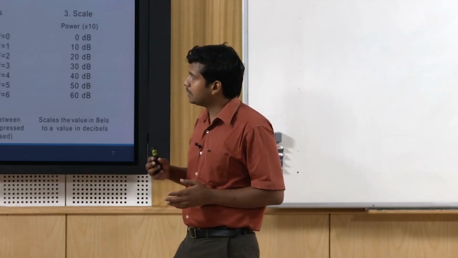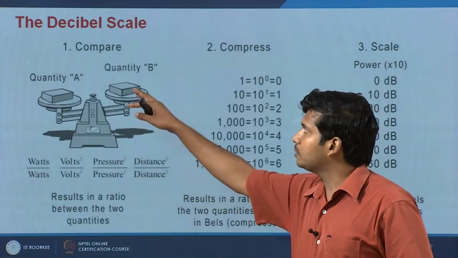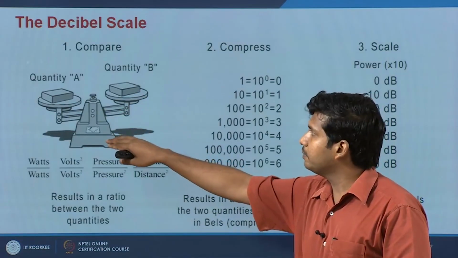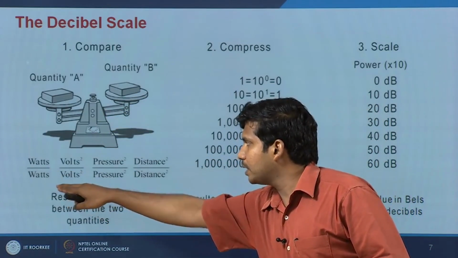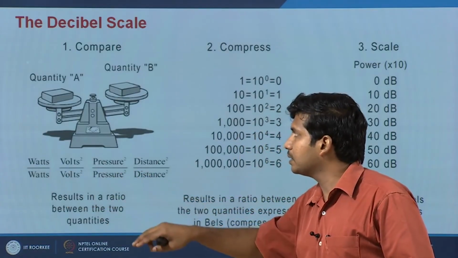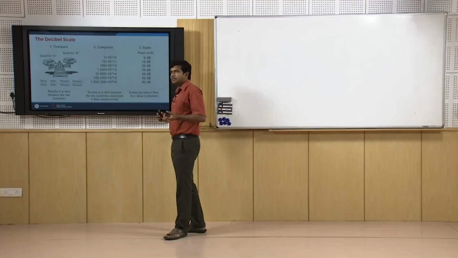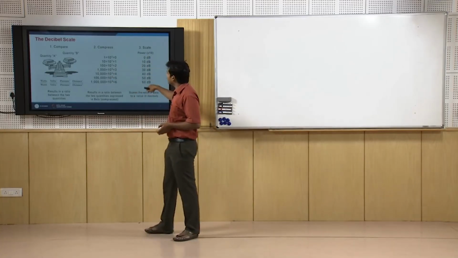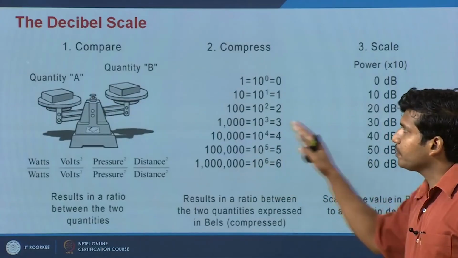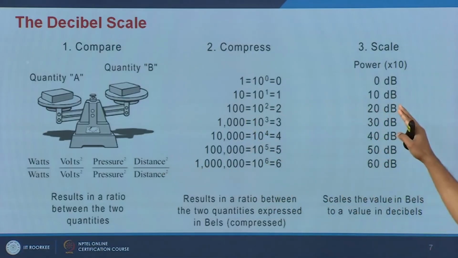So, we always express quantity B in relation to quantity A. If it is watts, there is a reference watt, if it is pressure, there is a reference pressure. So, typically we are expressing it as a ratio. Then we can compress it and then scale it. So, in this process we are comparing, compressing and then scaling it.